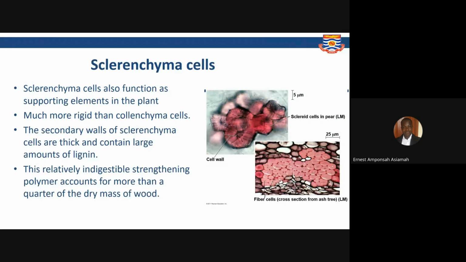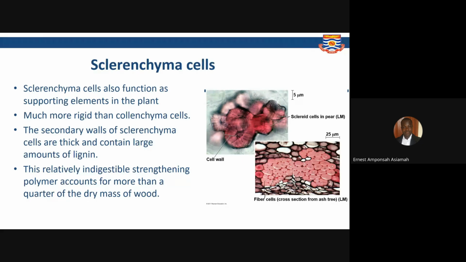Then we have sclerenchyma cells, which are also supporting elements in the plant. So you notice that the parenchyma cells play an important role. But the sclerenchyma cells and the collenchyma cells are for supportive function. But the sclerenchyma cells are more rigid than the collenchyma cells.